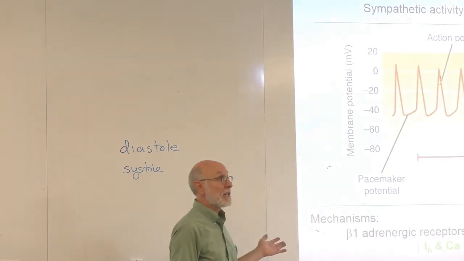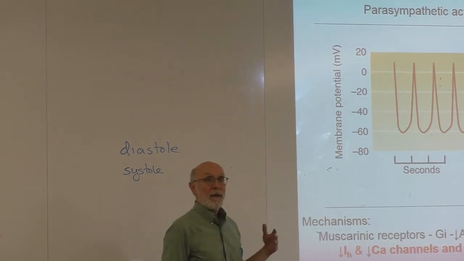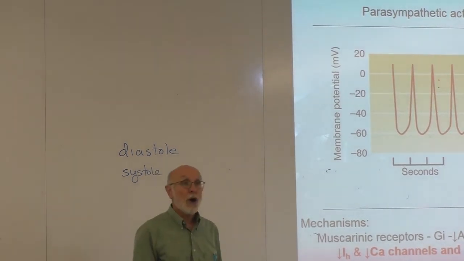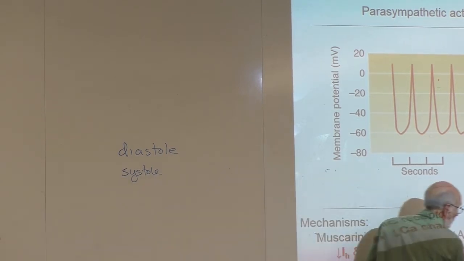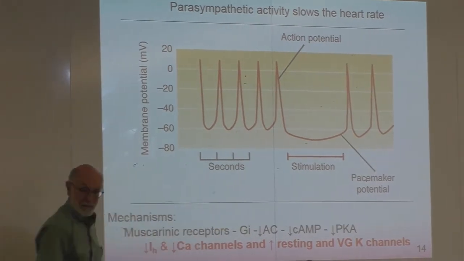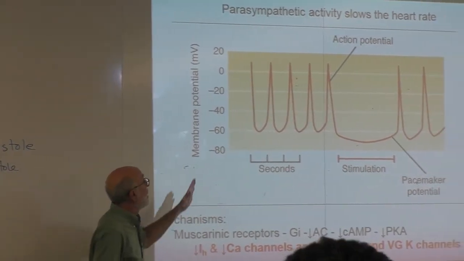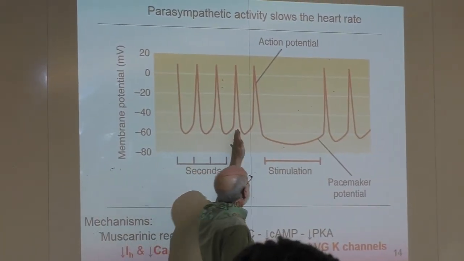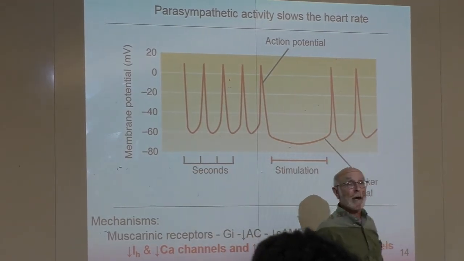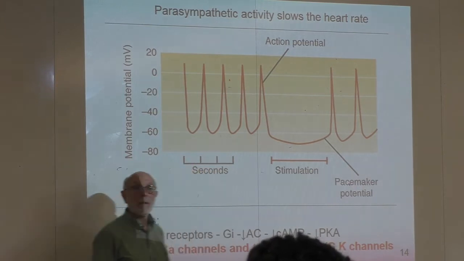Okay, sympathetic nervous system. The parasympathetic nervous system slows the heart. And this is pretty dramatic. Beat, beat, beat, beat, beat, beat, right? A big delay.